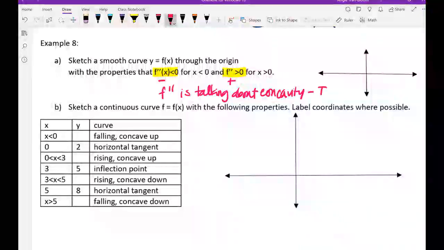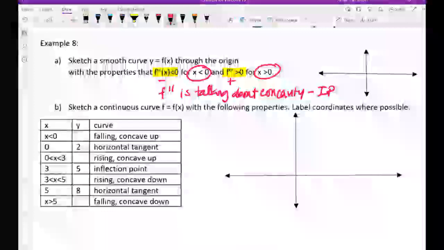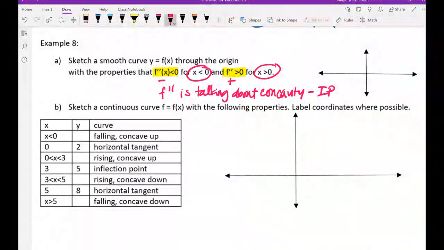which means we're talking about an inflection point. So it's concaving differently at 0. On the left side of 0, it's concaving downward, and on the right side, it's concaving upward. So it looks like we have an inflection point at x equals 0. That's just that easy for A.